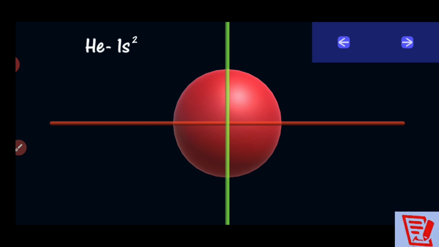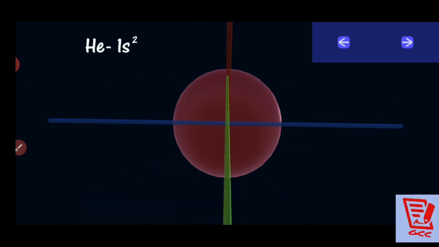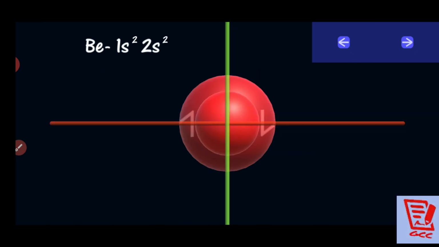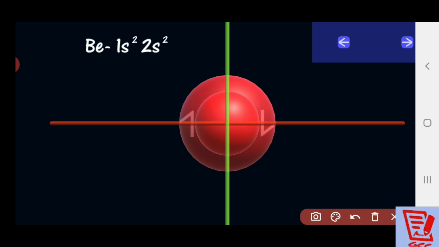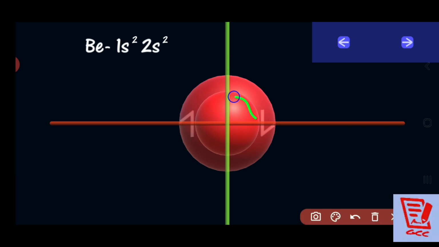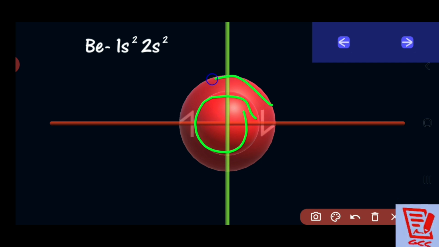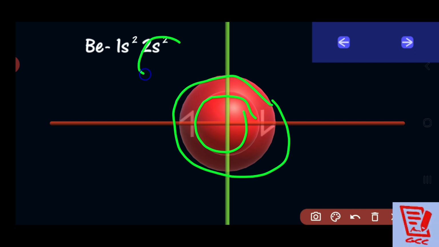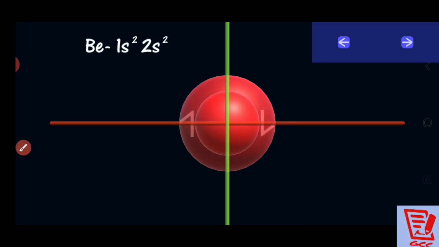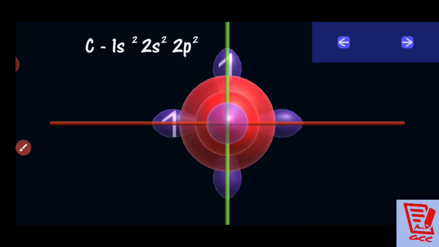So helium is here. Suppose we are making helium like this. Only one s is there, that is why 1s2. Next one, beryllium, 1s2, 2s2. Now you please see what is happening over there. This is for the 1s. Now this is for the 2s. In the last, how many electrons? 2 electrons. Here we have written 1, here we have written 1. Clear? Next one you see.